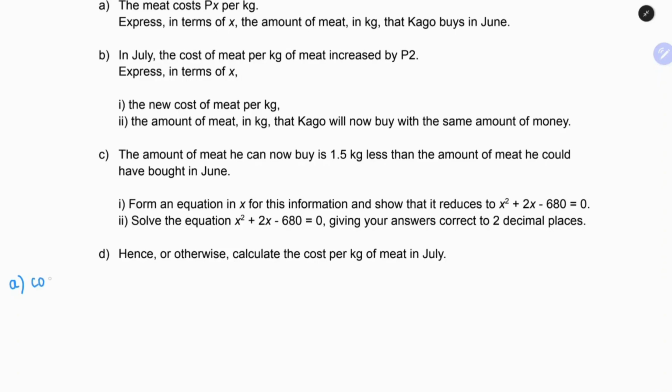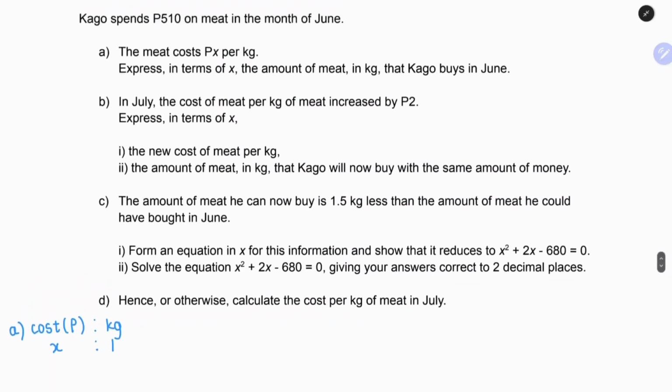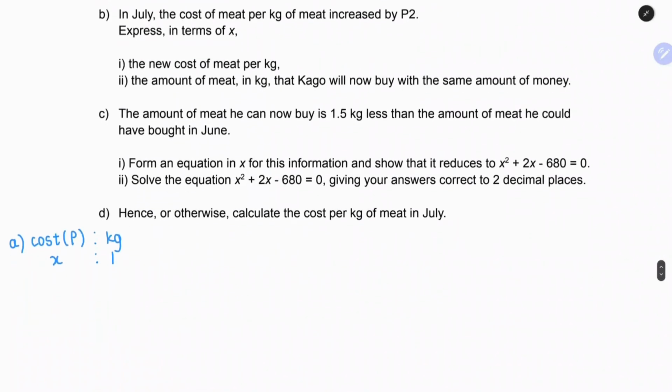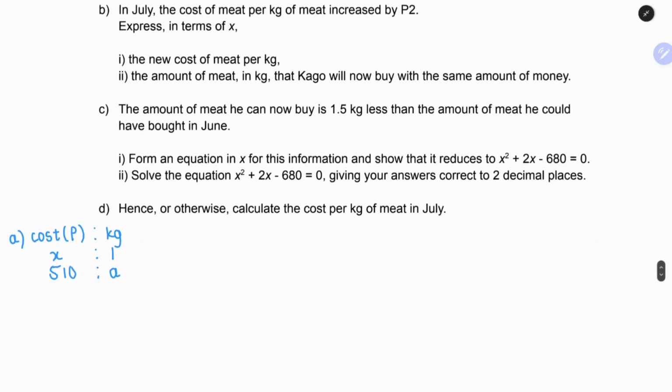So we'll have something like, let's put it as cost, which is in pula, is to 2 kg. And then we can put x pula is to 1 kg, since it says the meat costs x pula per kg. It has already told us that Kaho spent 510 pula in the month of June to buy meat. So we already know that the cost 510 pula is to, let's just put something like A. So we have x is to 1, 510 is to A.